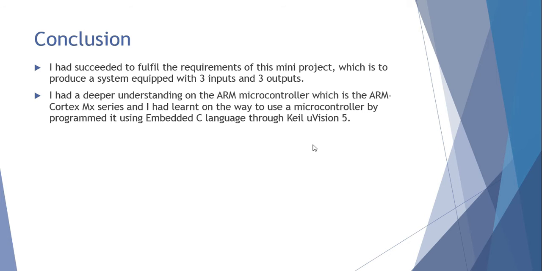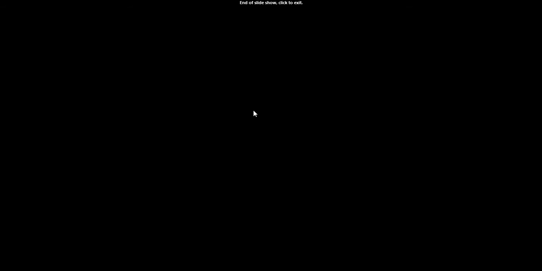In conclusion, I have succeeded in fulfilling the requirement of this mini project, which is to produce a system equipped with 3 inputs and 3 outputs. And I have a deeper understanding of the ARM microcontroller, which is the ARM Cortex-M series. I have also learned how to use a microcontroller by programming in the embedded C language through Keil uVision version 5. And now I will proceed to the simulation of my project.